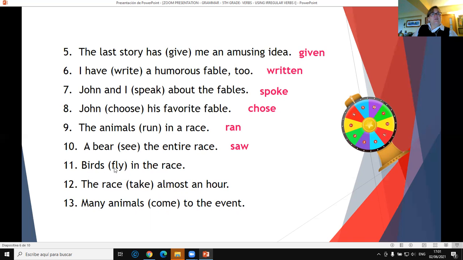Number eleven, birds (fly) in the race. Past of fly is flew. So birds flew in the race. Number twelve, the race (take) almost an hour. Past of take is took. So the race took almost an hour. And number thirteen, many animals (come) to the event. Came is the past tense, so many animals came to the event.